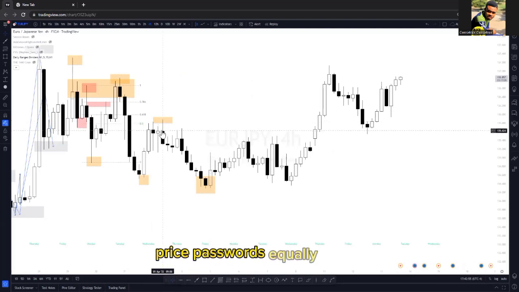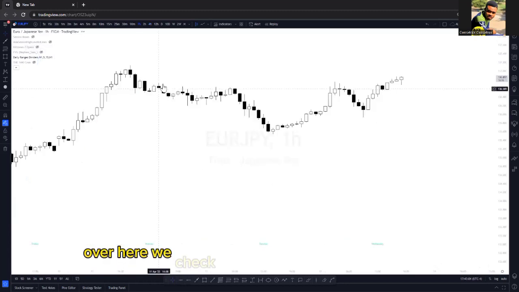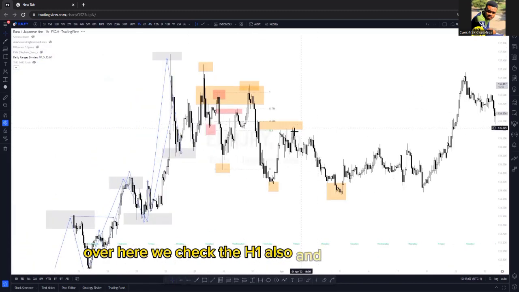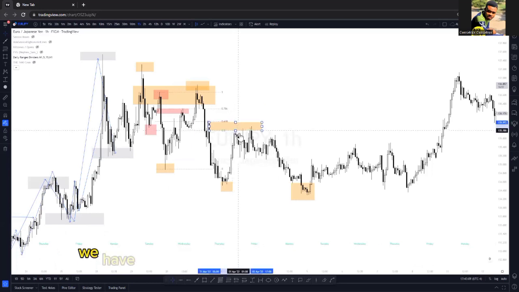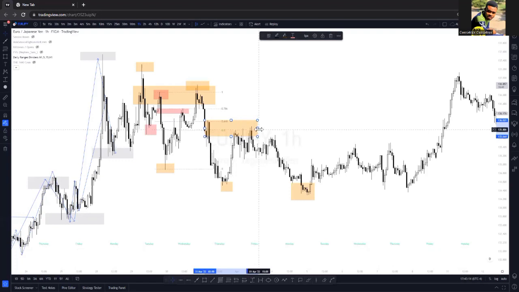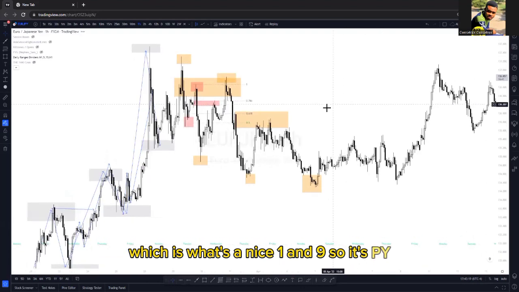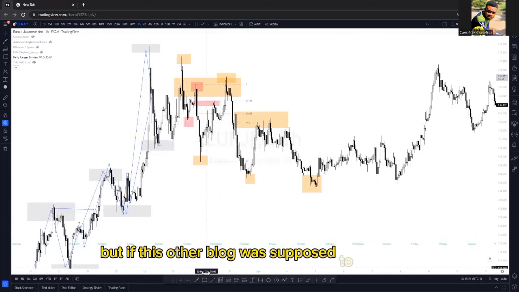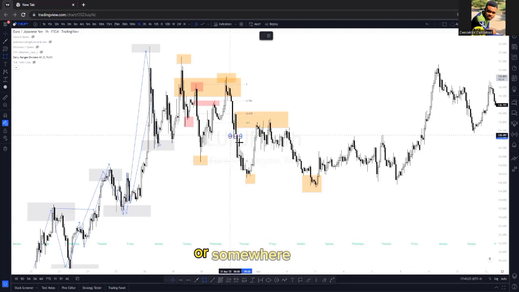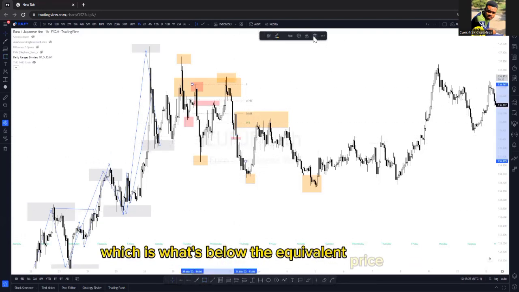Price passes equilibrium. So we have your point of interest over here. You check the H1 also. You can see we have a point of interest above the equilibrium price, which is a nice POI. But if this other block was supposed to be below or somewhere here, which is below the equilibrium price, right?